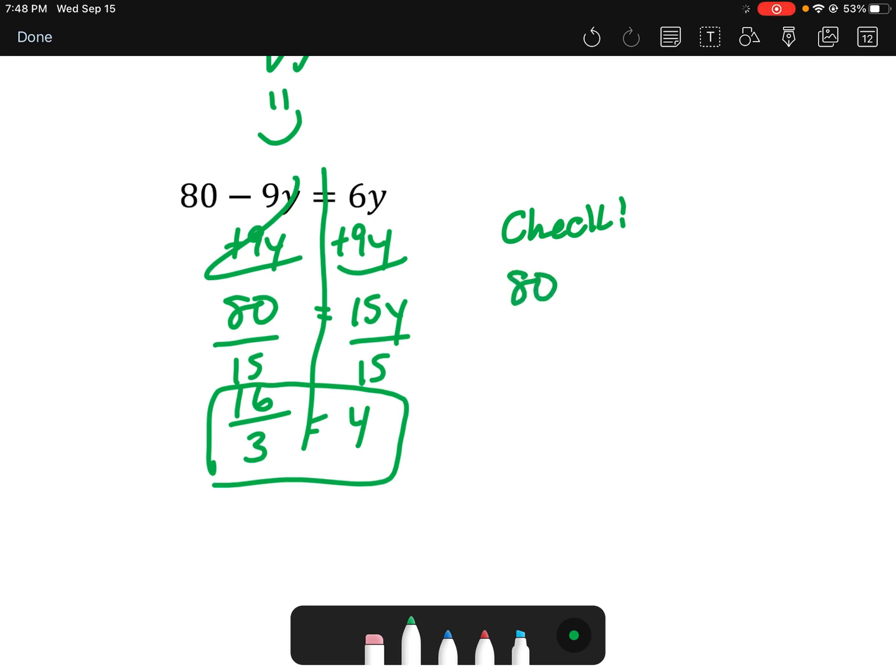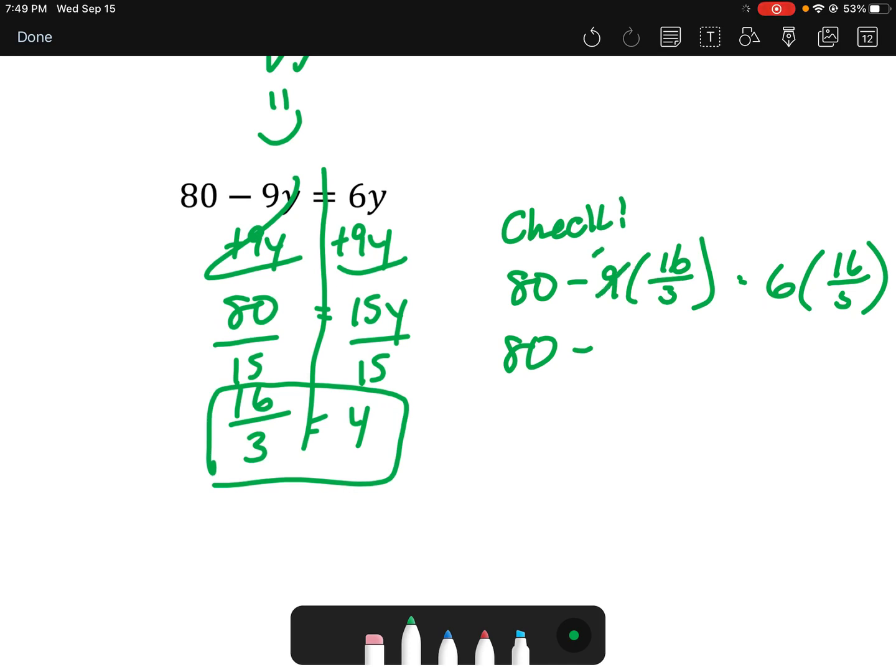How do I know that's the correct answer? I'd have 80 minus 9 times 16/3 should equal to 6 times 16/3. So first I have to do 9 times 16/3. So 3 and 1, 3 times 16, 48. And then 80 minus 48, I got 32.